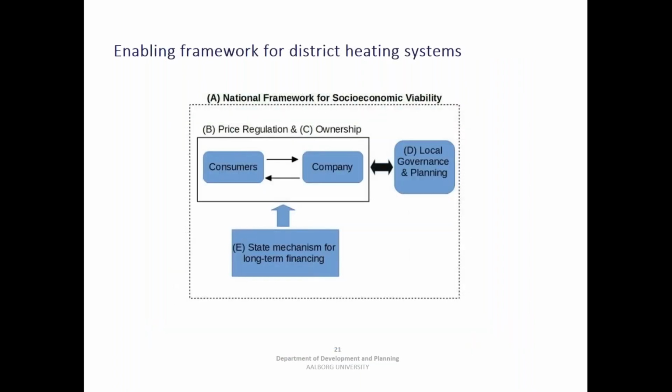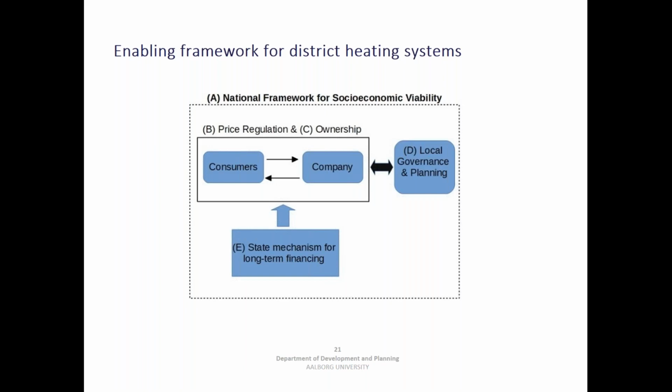So to sum up on this regulatory framework, first of all, you need a national framework for this societal infrastructure, which promotes and gives the basis for developing socioeconomically viable district heating. And then you need price regulation and ownership structures, which have to be considered together. You cannot see these as two separate issues.